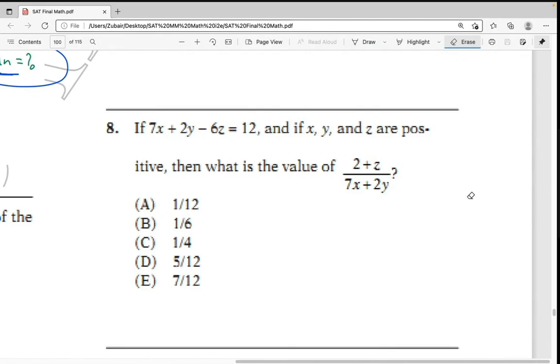So 12 plus 6z equals 7x plus 2y, right? So 2 plus z would be 1/6 of 7x plus 2y, right? Correct. I can clearly see this somewhere. 7x plus 2y is equal to 12 plus 6z. And then we can take out common on the other side and make the same shape.